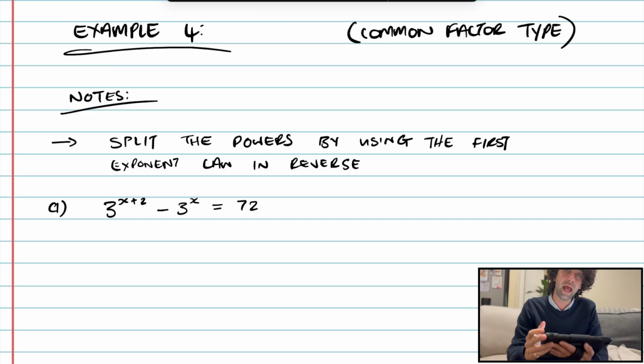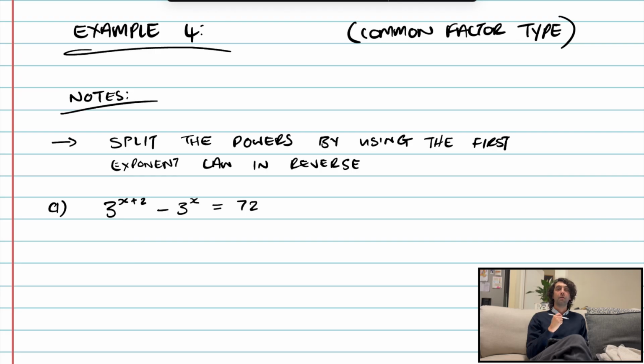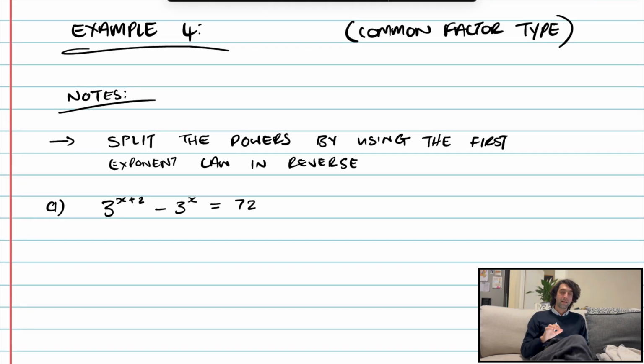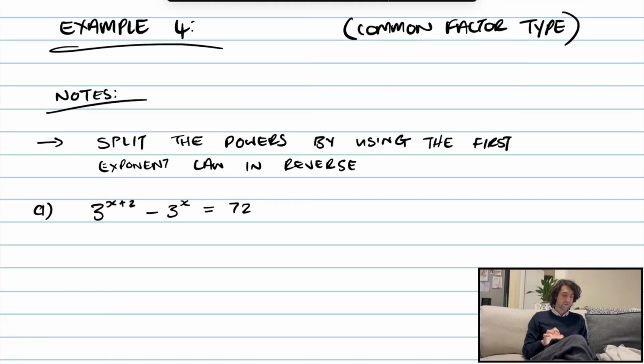We are now going to have a look at some of our common factor types of exponential equations. These are slightly more challenging than the ones that we've done before, but they are by no means impossible. So let's dive straight into it and learn exactly how we can deal with some of these problems.